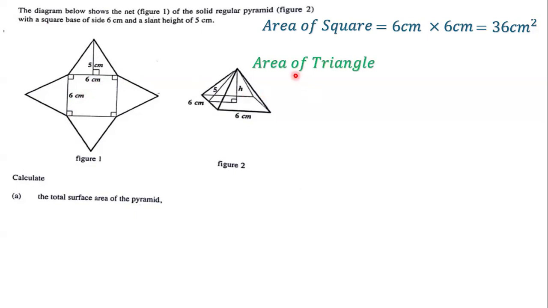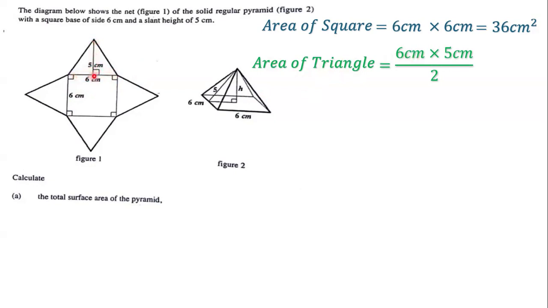Next, the area of the triangle. The area of the triangle is going to be equal to base times height divided by 2. What is the base? The base is 6 centimeters. What is the height? The height is 5 centimeters.